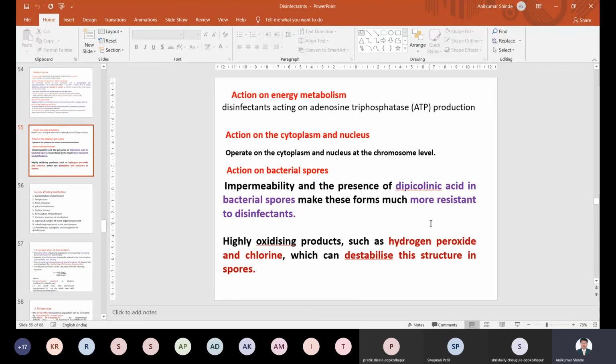But if I use oxidizing agents, such as hydrogen peroxide as well as chlorine, we can oxidize the dipicolinic acid. After oxidation of dipicolinic acid, the original property of the dipicolinic acid and the permeability of the bacterial cell to the disinfectant solution change, and we can kill the spores. Understand? So these are the different mechanisms used to kill microorganisms. Do you understand this?